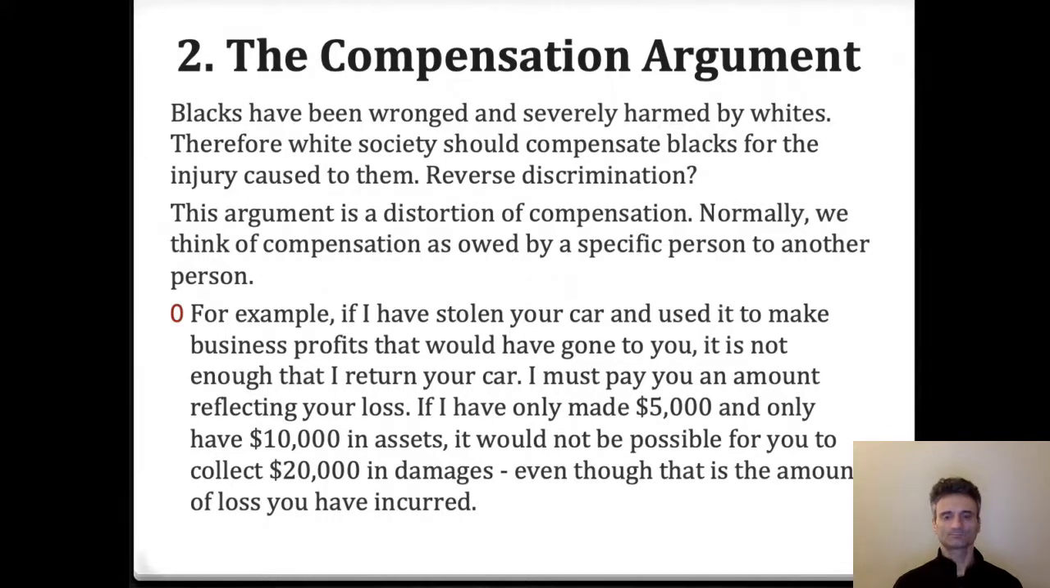For example, I steal your car and use it to make business profits. Now, let's say that you needed that car because you're a taxi driver. It's not only proper that I give you back the car, but also I have to pay you back the lost wages, and so I have to pay the damages to you, because I've done something to you.